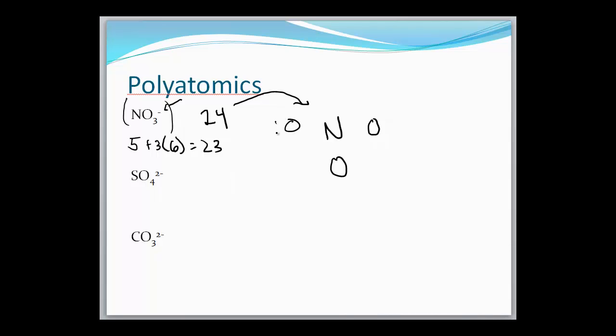So let's see, 1, 2, 3, 4, 5, 6, 7, 8, 9, 10, 11, 12, 13, 14, 15, 16, 17, 18, 19, 20, 21, 22, 23, 24. But since our nitrogen is deficient, we're going to move 2 over there to make it a double bond.